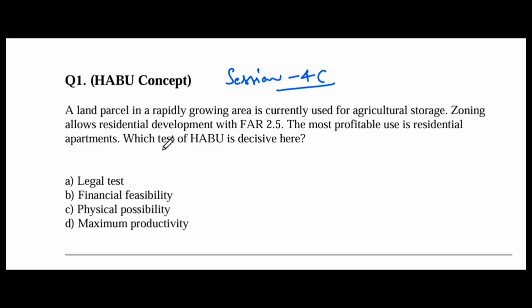The first question is: a land parcel in a rapidly growing area is currently used for agricultural storage. Zoning allows residential development with FAR 2.5. The most profitable use is residential apartments. Which test of HBU is decisive here? Decisive means the dominant factor to decide. HBU means highest and best use.